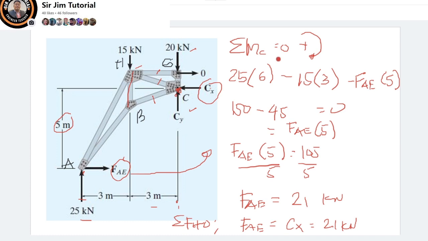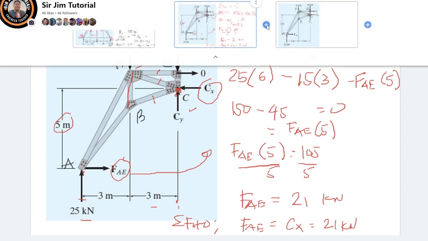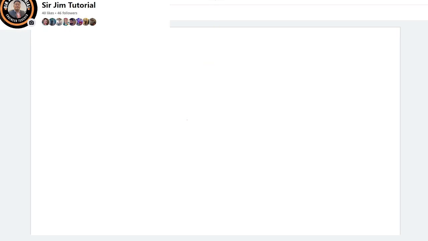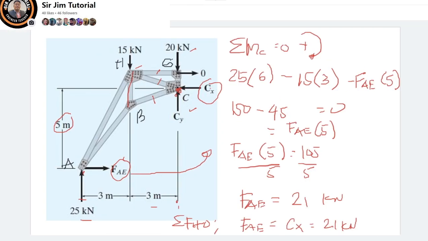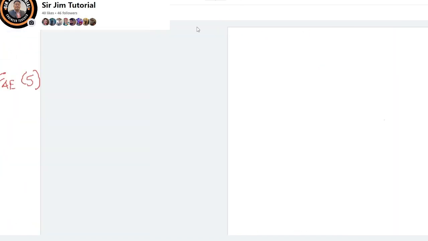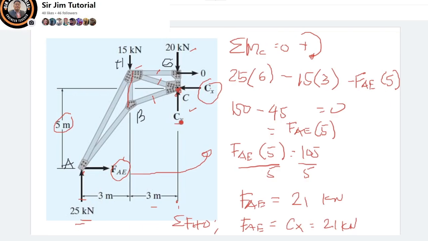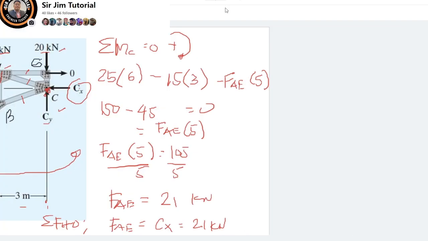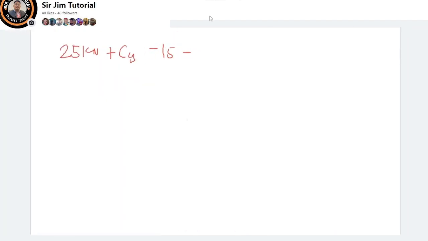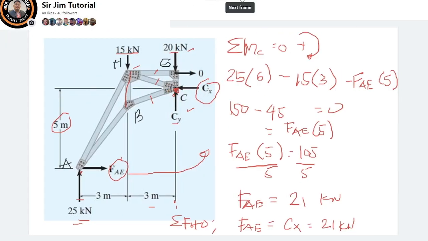Okay, now how about CX? Yeah, CX is all given. How about CY? If we sum up the forces, this is 25 kilonewton plus CY. This one, 25 plus CY, is going up, and this one is going down, equals minus 15, and then also minus 20.